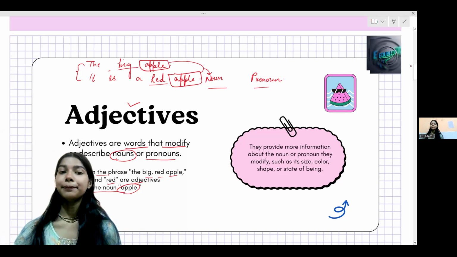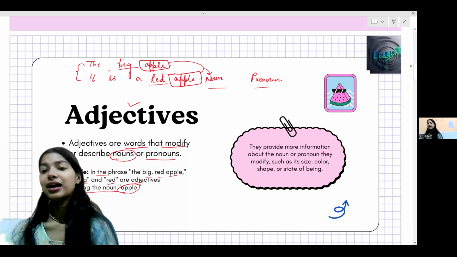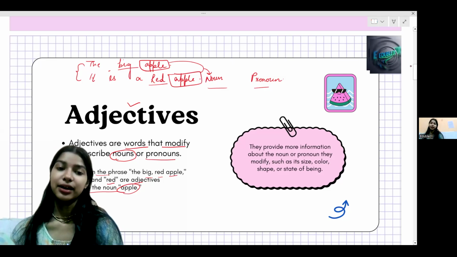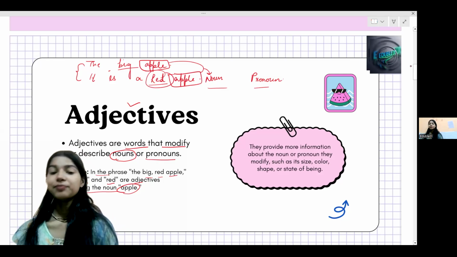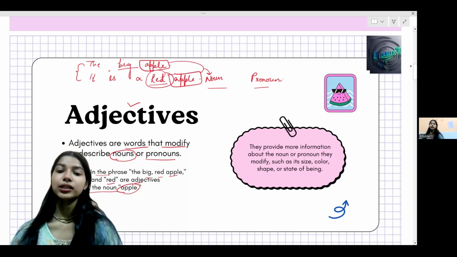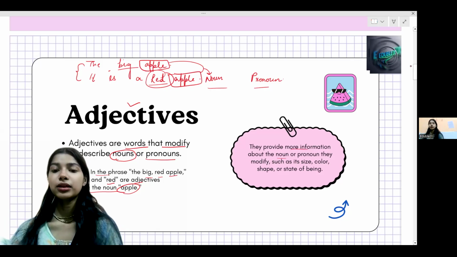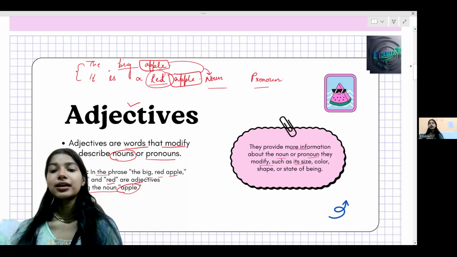That is, the apple is big. So the word big is describing the noun, that is apple. It is a red apple. So red is describing again how an apple looks. Right? So it is describing the noun apple. They provide more information about the noun or pronoun. They modify such as its size, color, shape, or state of being.